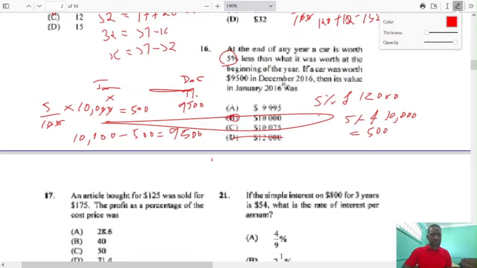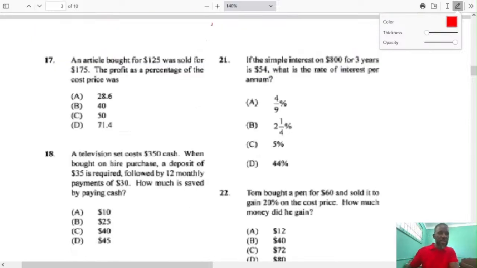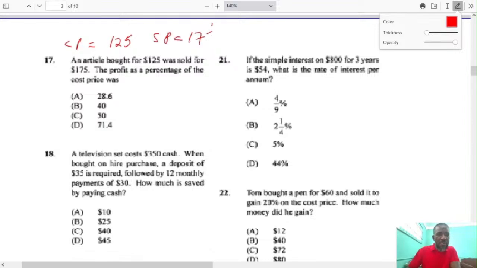Right, moving on to question 17. It says that an article bought for $125 was sold for, so we know that the cost price here is equal to 125. And we know that the selling price is equal to 175. Okay, so therefore our profit P is going to be equal to the selling price minus the cost price, so it's 175 minus 125, and we are going to get $50. So the profit was $50.